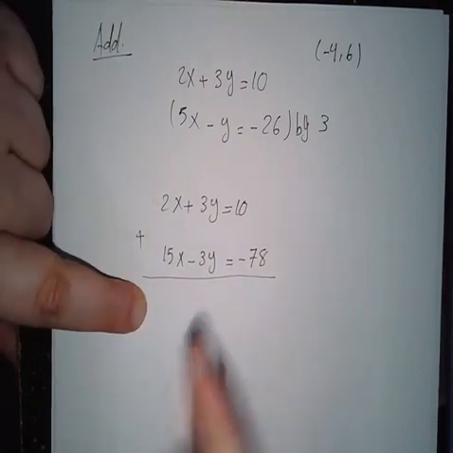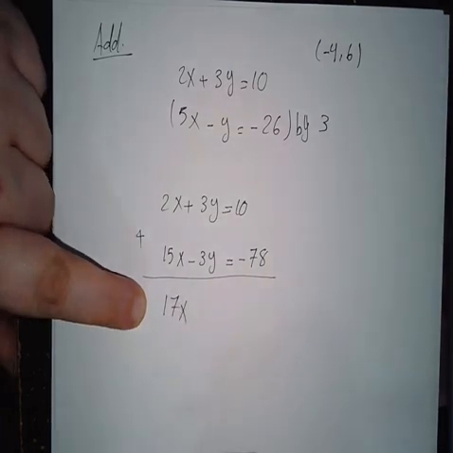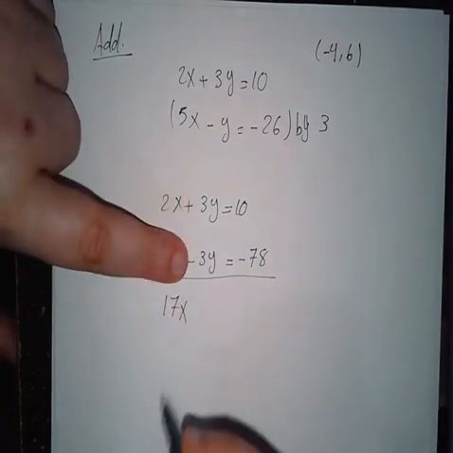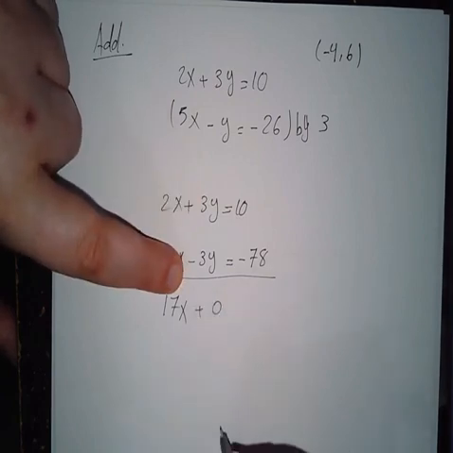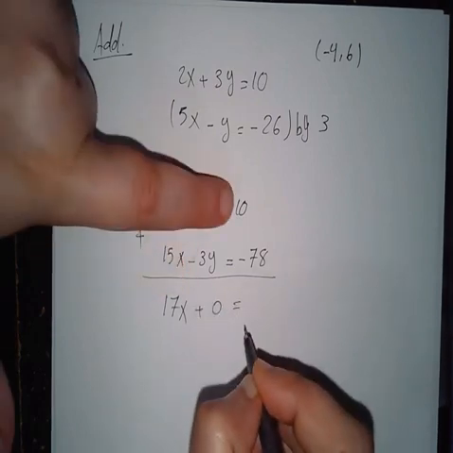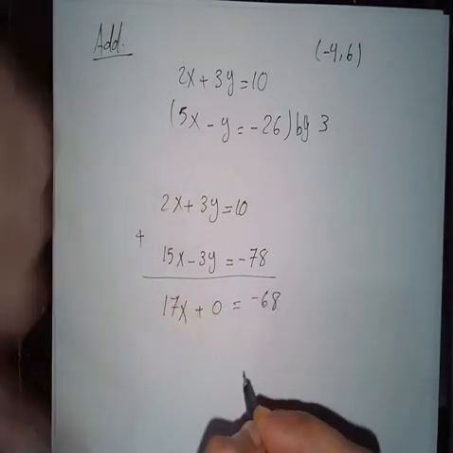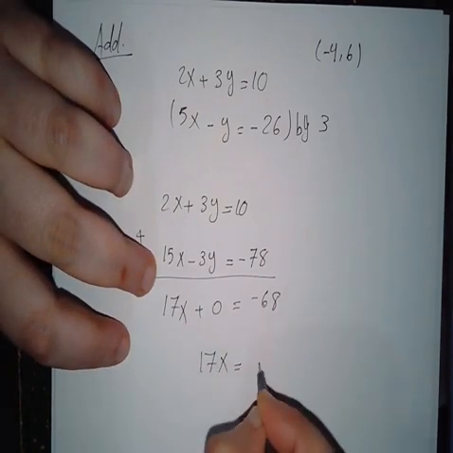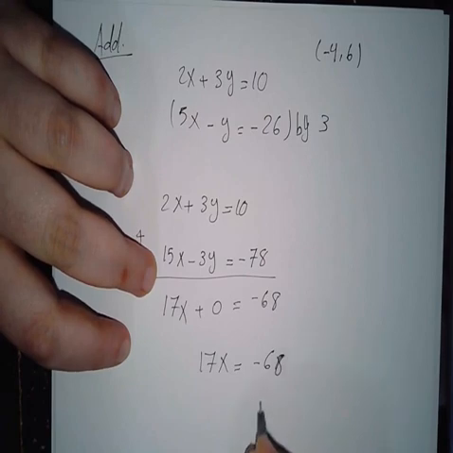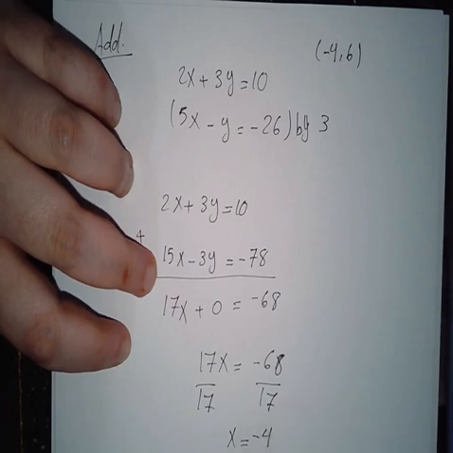Now we're adding the x's. 2x, 15x, that's 17x. 3y, negative 3y, that is a 0y. Positive 10 and negative 78 is negative 68. So this gives you 17x equals negative 68. Divide by 17 on both sides, and x is negative 4.